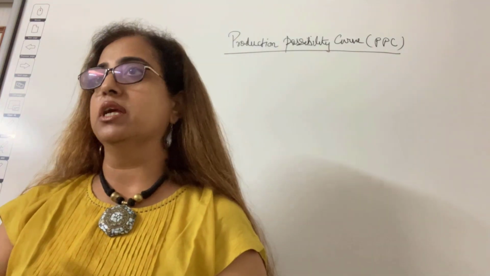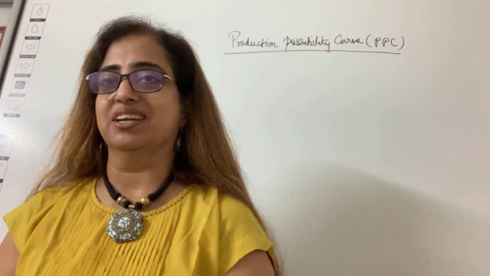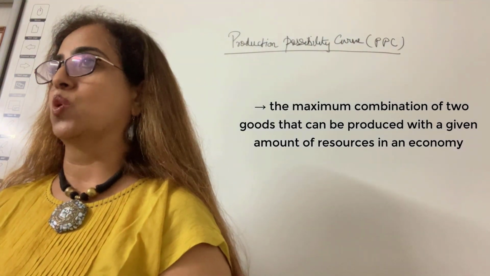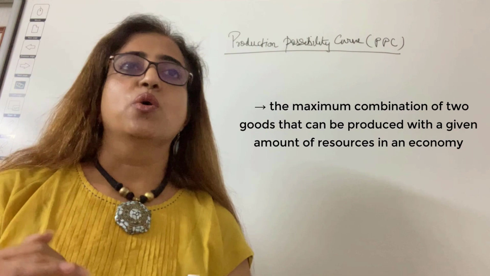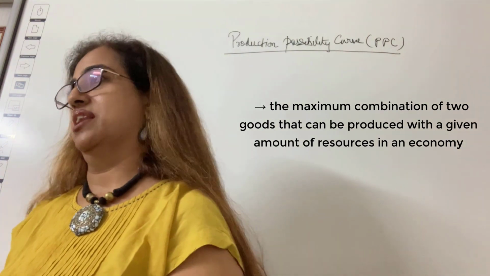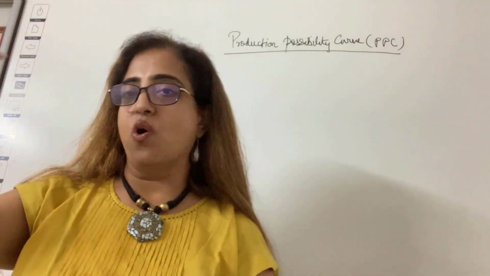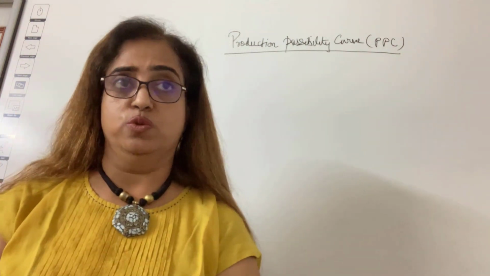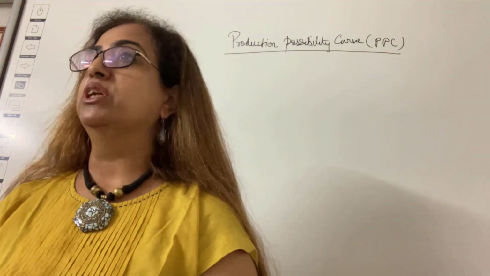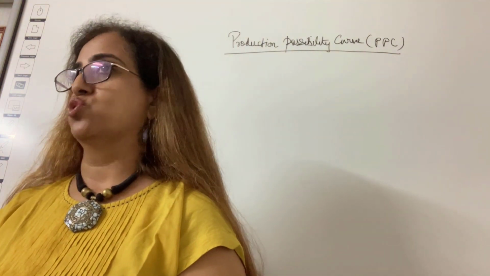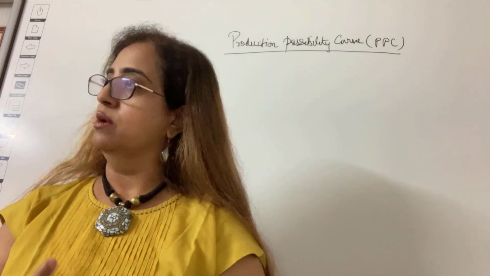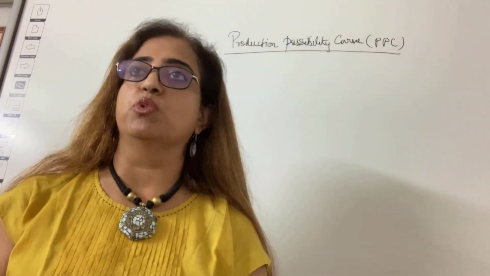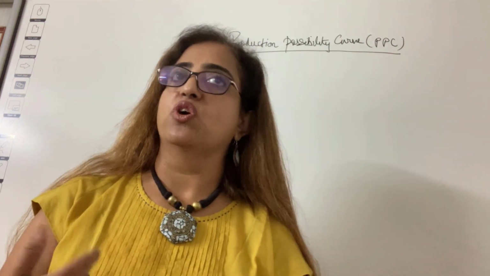Can anyone tell me the definition of production possibility curve? It is the maximum combination of two goods that can be produced with a given amount of resources in an economy. That means when you put all the economy's resources, factors of production, land, labor, capital, enterprise to use, then how much can the economy produce with those resources is what is represented in the production possibility curve. In certain books you will also find it written as production possibility frontier, PPF or PPC.